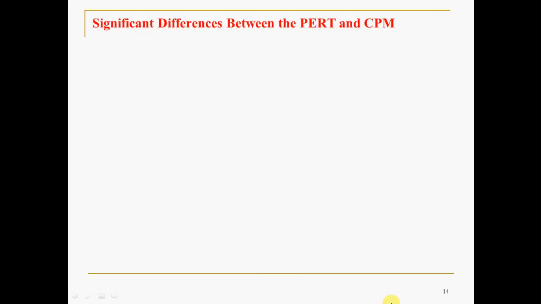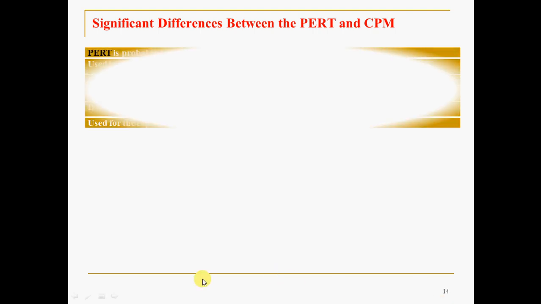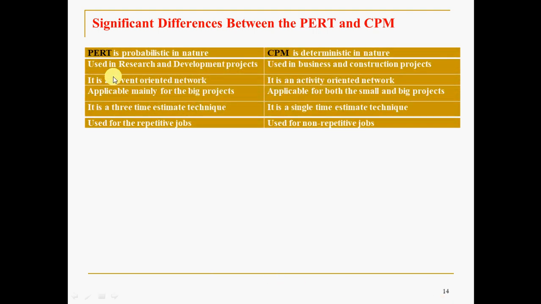And there are some significant differences between PERT and CPM. Coming to PERT, it is probabilistic in nature, a 3-time estimate technique. CPM is deterministic in nature. CPM is used when the exact data is available, whereas PERT is used when the past data is not available. In other words, PERT is used in R&D projects, and CPM is used in business and construction projects.